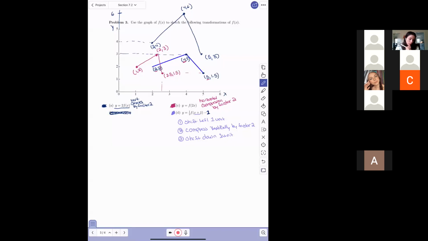Okay, so we're going to take each point. I'll start with this point here. First, I'm going to shift it to the left 1 unit, so follow my dotted lines. Then it gets compressed vertically by a factor of 2, so I divide it by 2, and I end up here. And then we shift down 1 unit. So the point 2, 2 becomes the point 1, 0. Did everyone follow that shifting and scaling with that point?